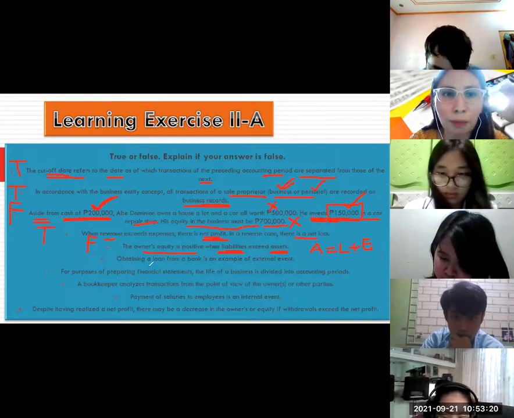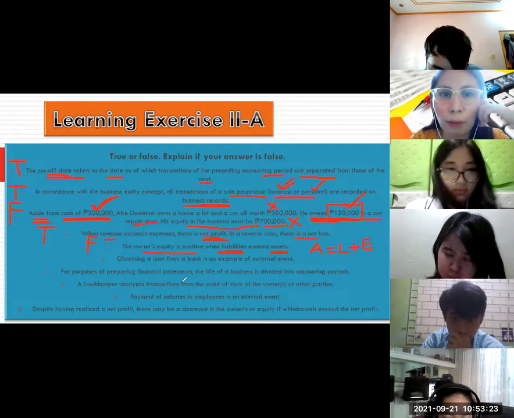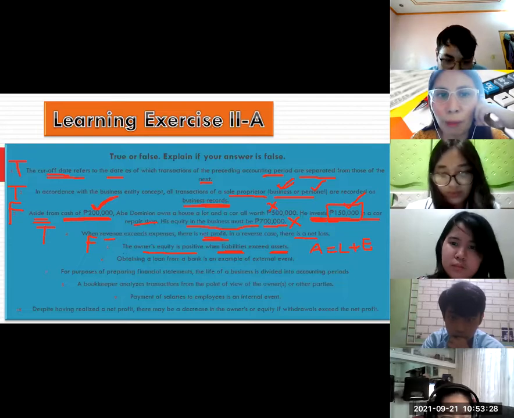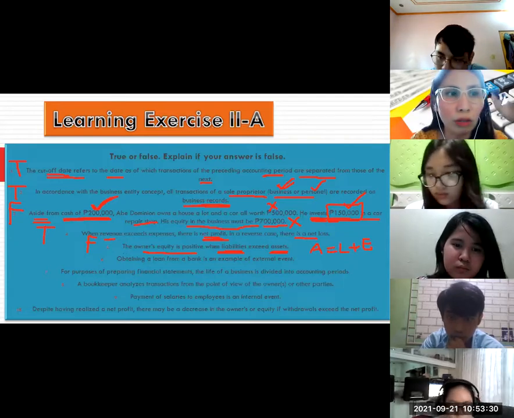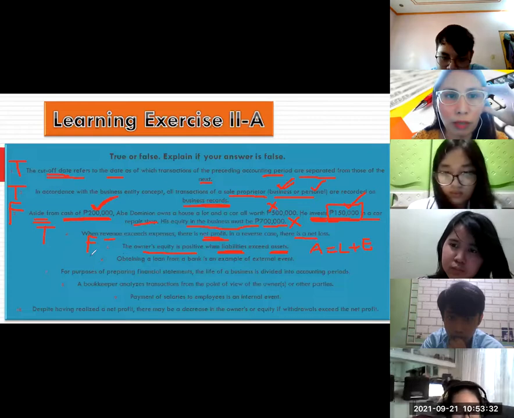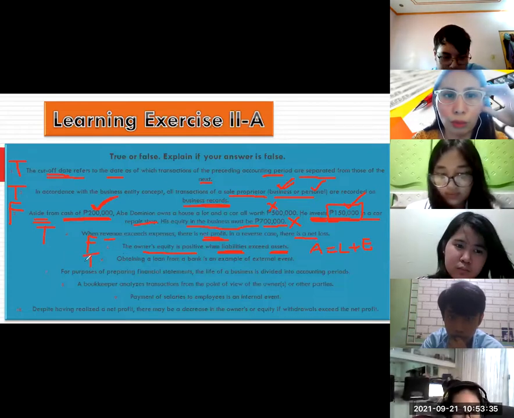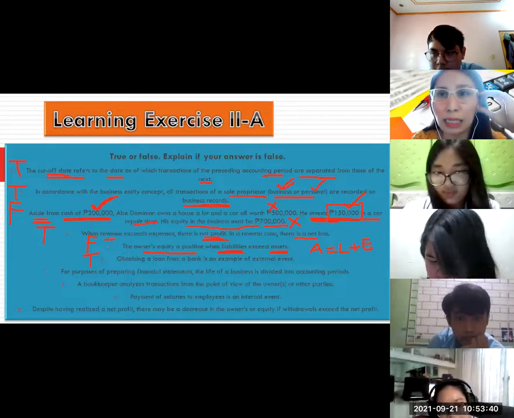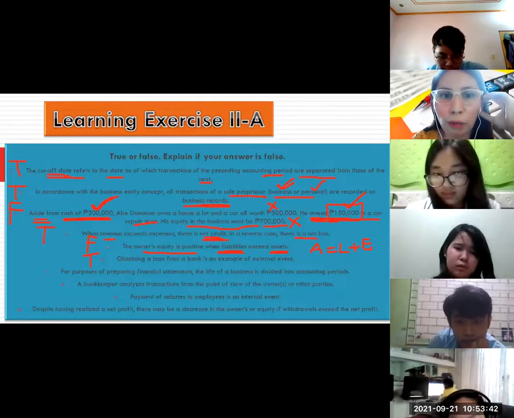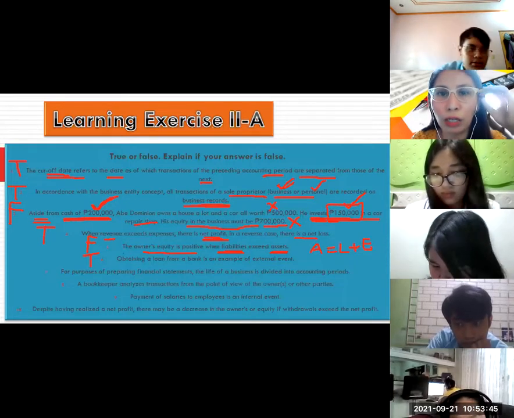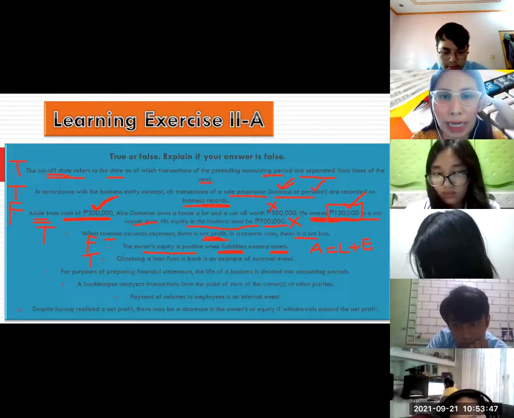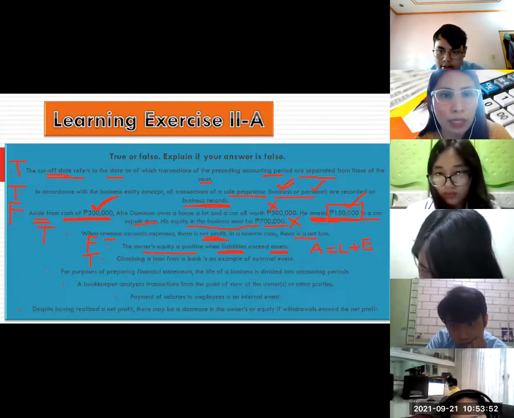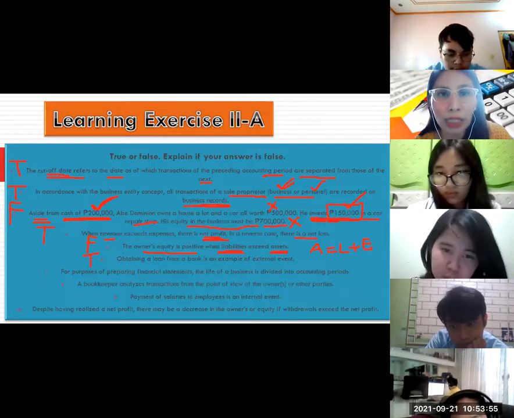Next, number six. Obtaining a loan from a bank is an example of an external event. Oh, external event ba yung pag-loan sa banko? True. For number six, it is true. External event po ang other bank or other party.